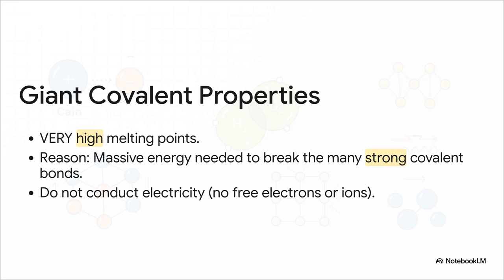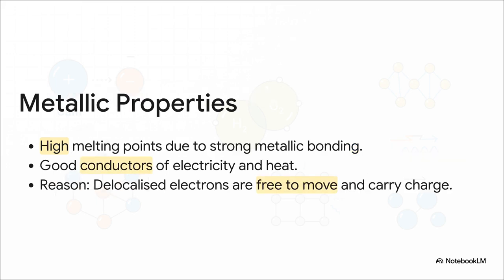So with these giant covalent guys, you have to break actual strong covalent bonds to melt them, which takes a huge amount of energy. That's why their melting points are just through the roof. I mean, think diamond. And since they don't have any free-moving charges, they don't conduct electricity, with graphite being the famous exception you need to know about. Metals? Yep. They also have high melting points because of that strong attraction between the positive ions and that sea of electrons. But the real game changer, the special trick for metals, is that sea of electrons. Because they're free to move, they can flow through the metal, carrying an electrical charge. It's also why they're great at conducting heat.